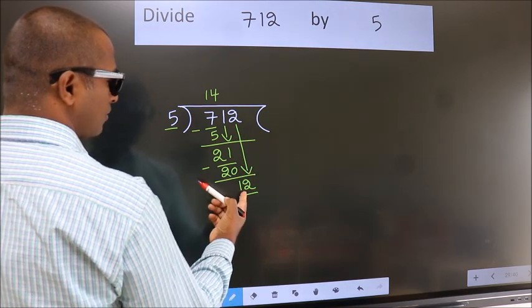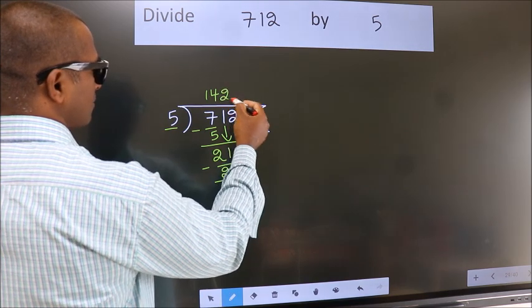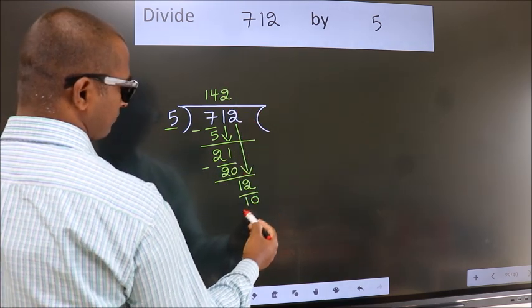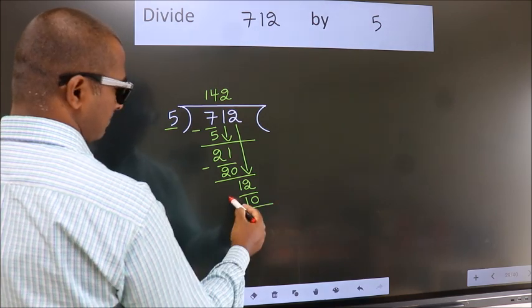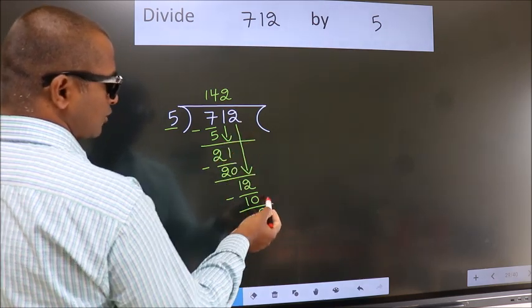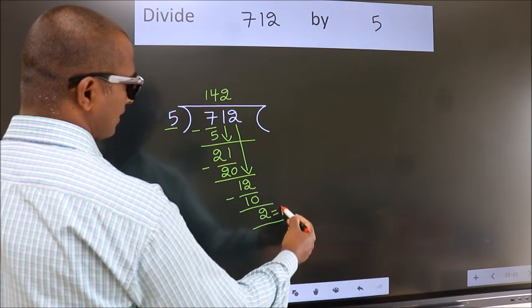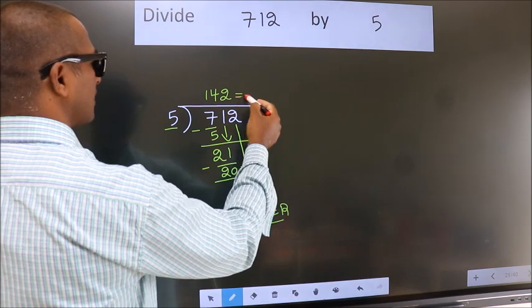A number close to 12 in the 5 table is 5 twos, 10. Now, we subtract, we get 2. No more numbers to bring down, so we stop here. This is our remainder. This is our quotient.